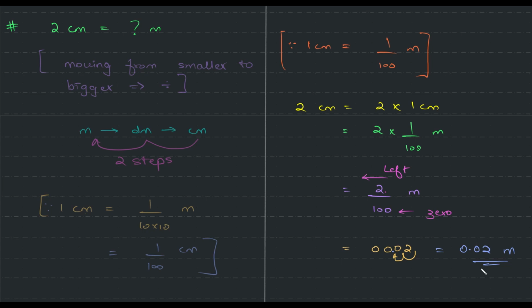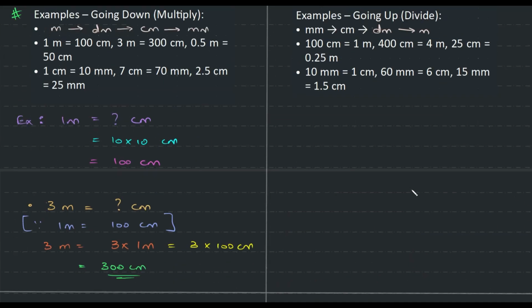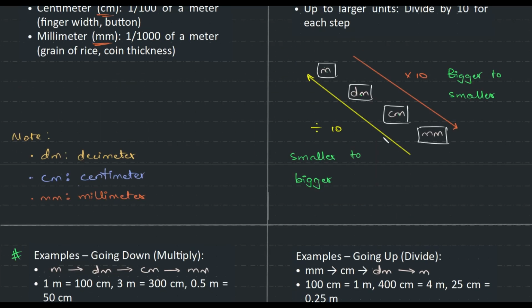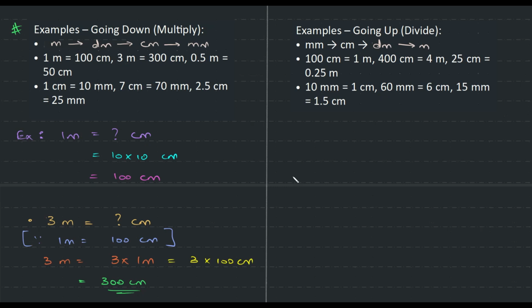Again, to be honest, all of these steps can be skipped in time. But since this is the first time you guys are learning all of this, it's better that you take these long steps. Just write it. Get used to it. Whenever you're going up, we need to divide. That's what we learned over here as well. Divide with 10 or 100 or 1000 depending on the units. So 100 centimeters is 1 meter, and 400 centimeters is 4 meters, and so on, right?